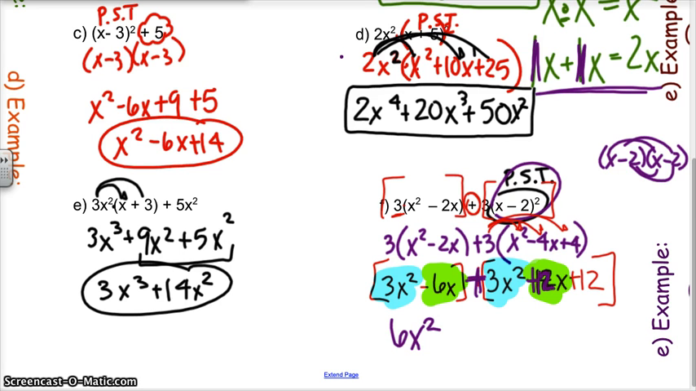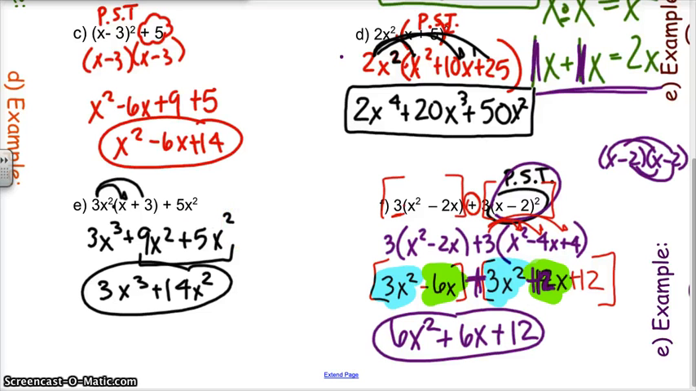Sorry, that got a little messy. So a negative 6x plus a 12 is going to give me a positive 6x plus that 12 out there. All right, I think that's it. Down at the bottom.